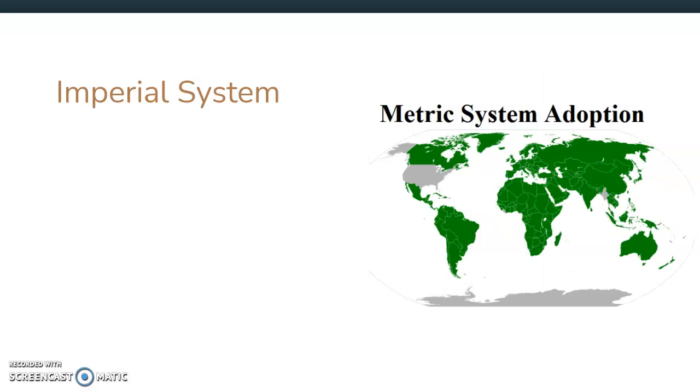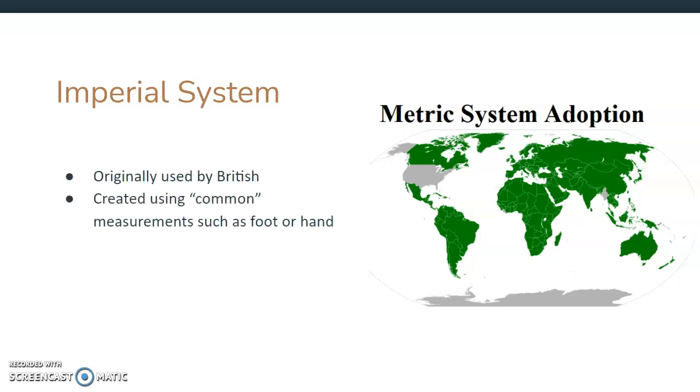All right, so next is the imperial system. The imperial system was originally used by the British. It's created from common measurements such as hands or feet. So the idea here was, instead of using a base 10 system, they wanted to use things that people have on them all the time. So if maybe you didn't have a ruler or a scale with you, you could simply use your foot or your hand, that everyone always has on them. And so that's the idea that it was based around.